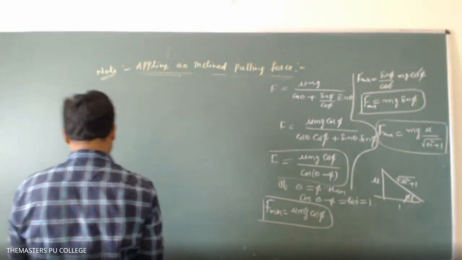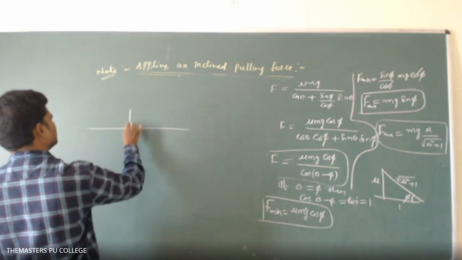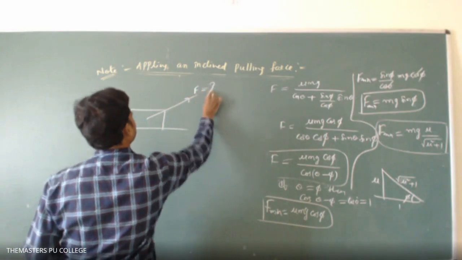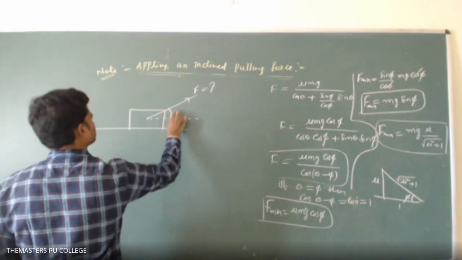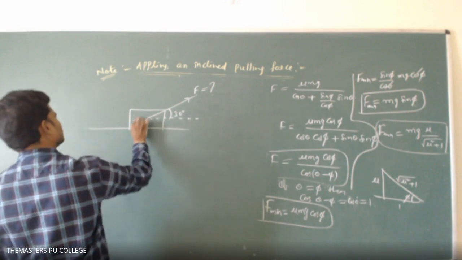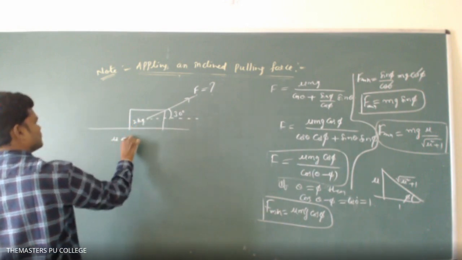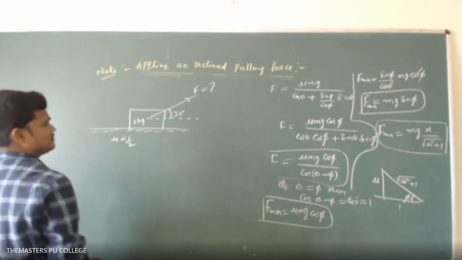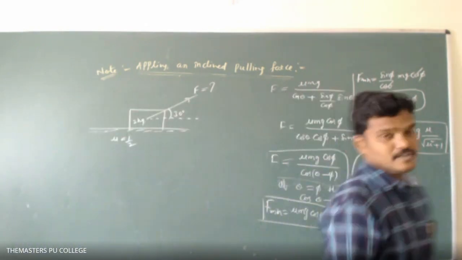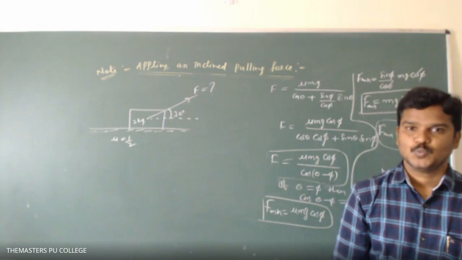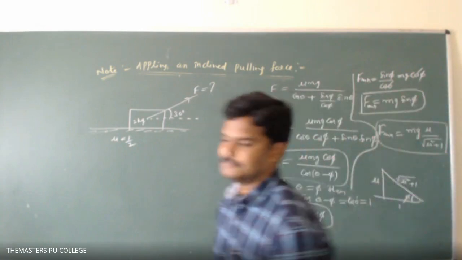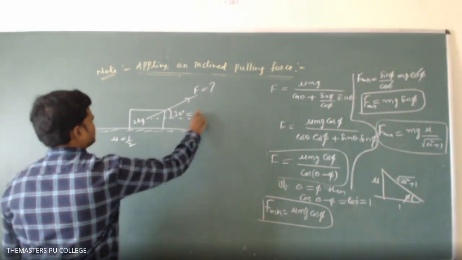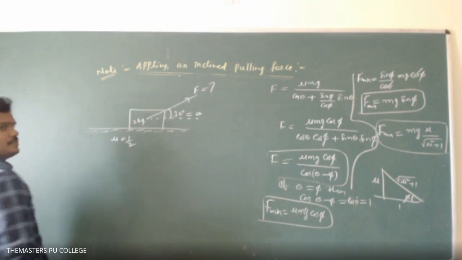Find minimum force as shown in figure. Do it fast. What is given? Theta, mu, m, all are given. Then it is easy. I mentioned theta, this is theta. Mass is given. Mu value is given.